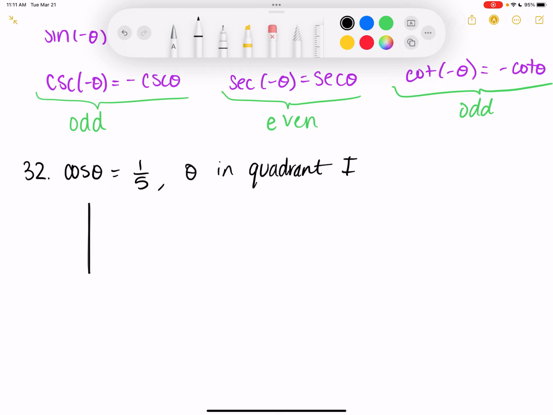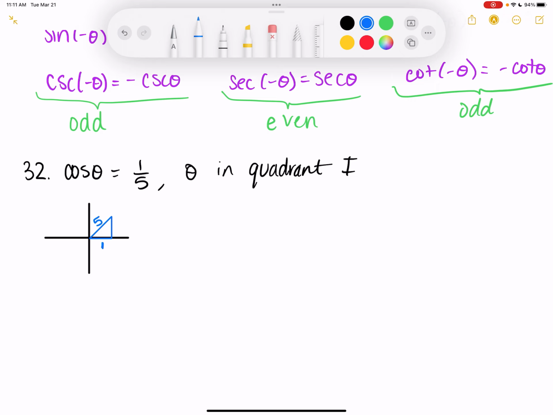So we set it up. Quadrant 1's up here, so we draw our triangle. Same way we've drawn them before. Then using the values that were given to us here, we're going to put that stuff on the triangle and then solve for the other side. So cosine is adjacent over hypotenuse, so this value is going to be 1. This value is going to be 5.